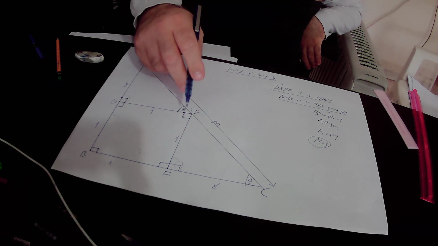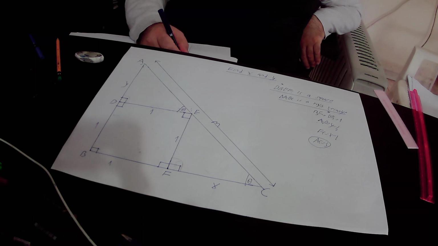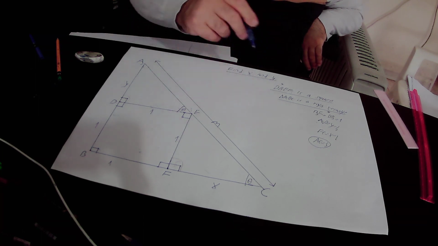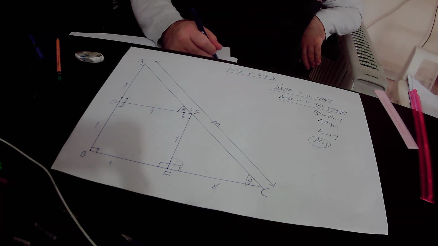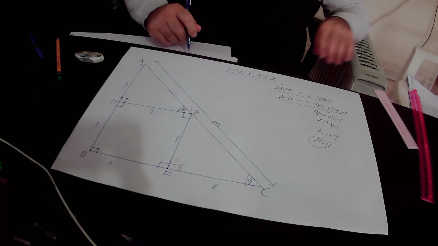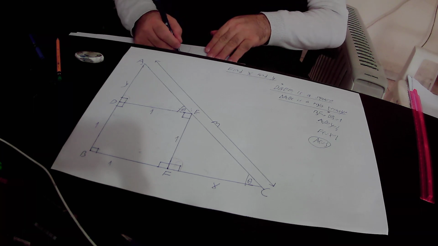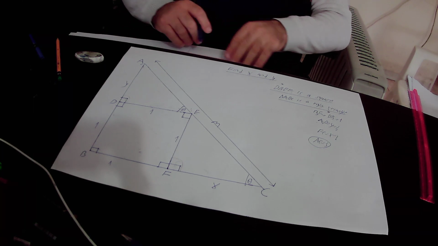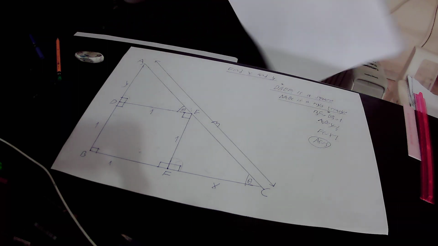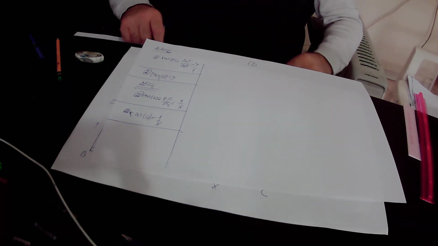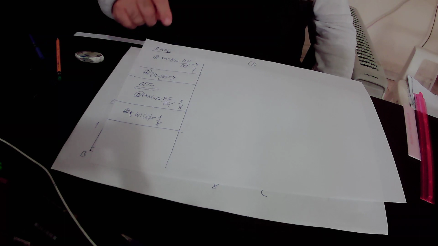But EF equals 1 and FC equals x. So tangent theta, according to equation number 2, will be equal to 1 over x. I'll repeat again, tangent theta according to equation number 2 equals 1 over x.